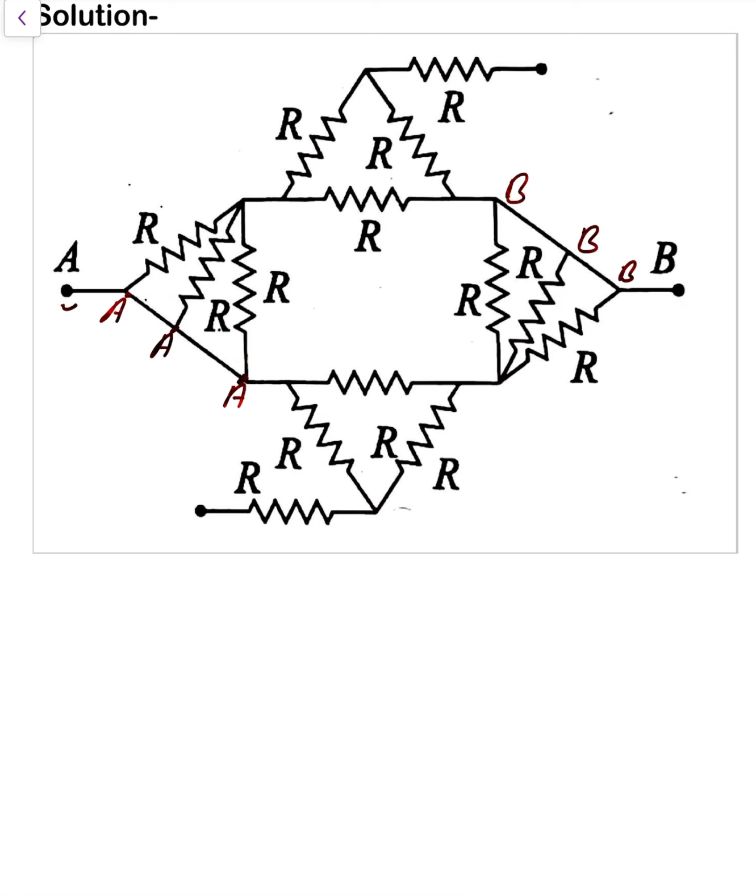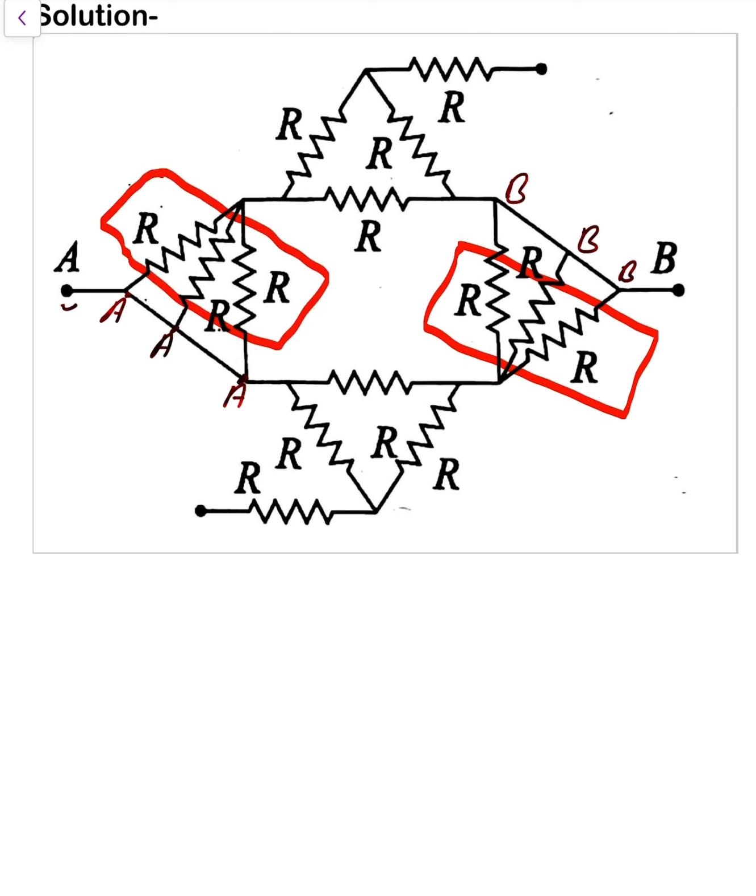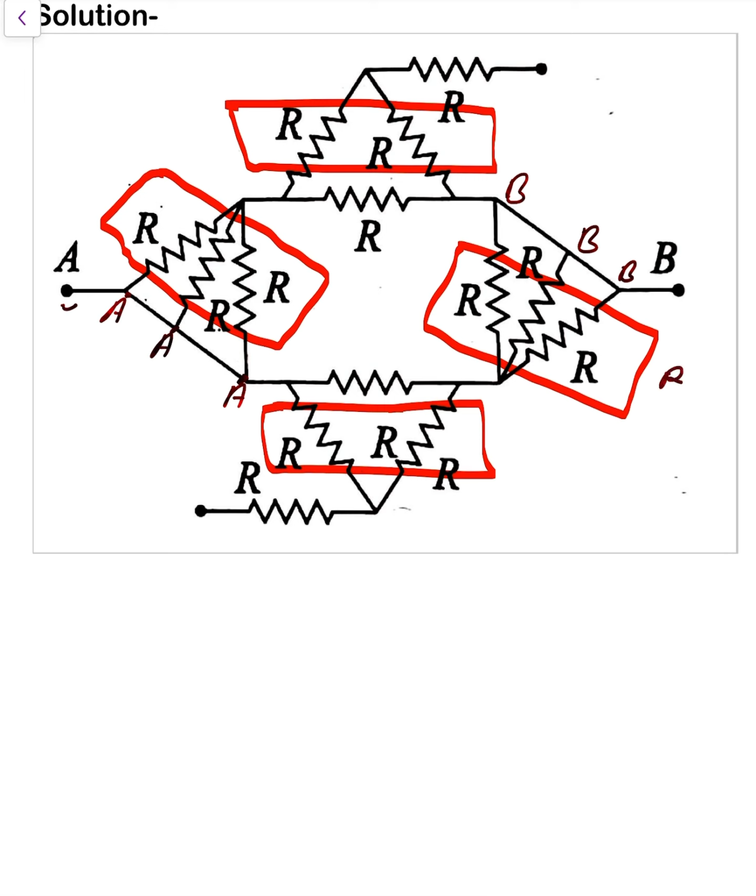Okay, and after that, you can say that these three are parallel, these three are also parallel, and these two are in series. These two are in series. Clear or not? After that, you can say that these three are parallel, so that is a parallel combination, R by 3.